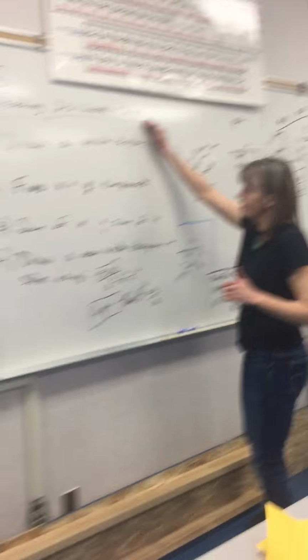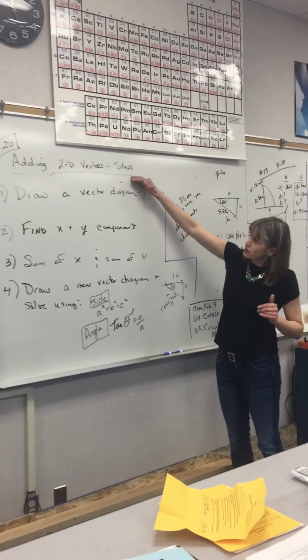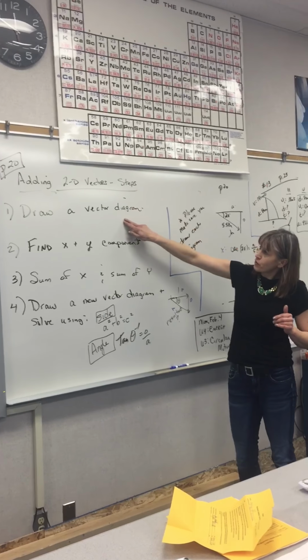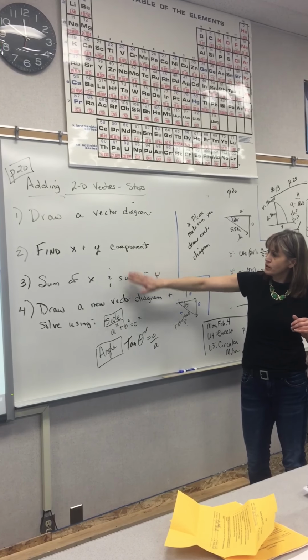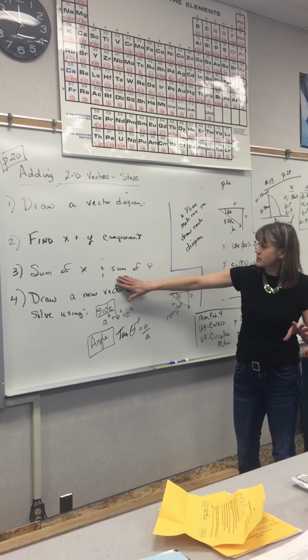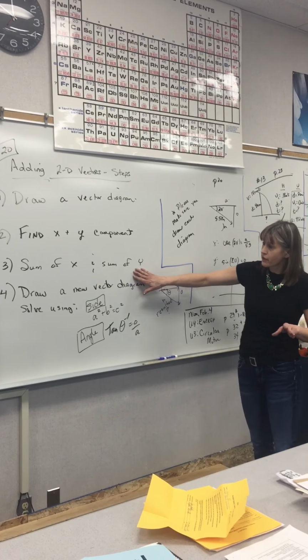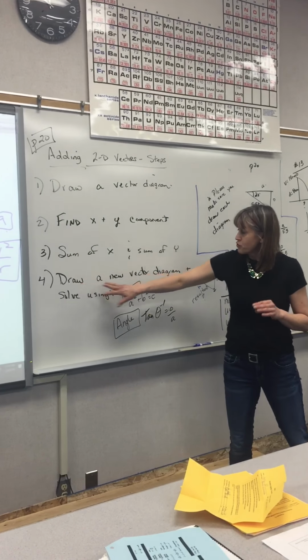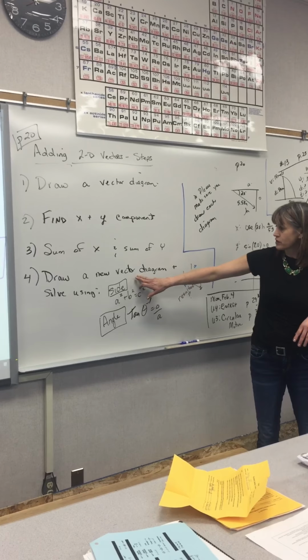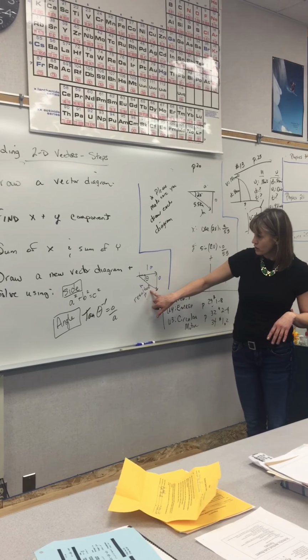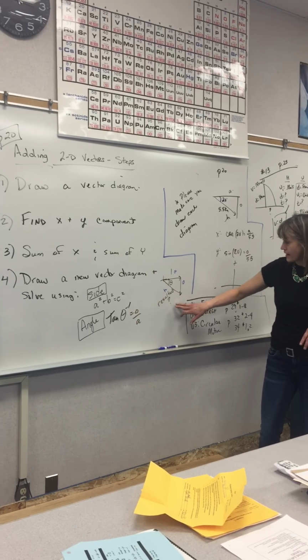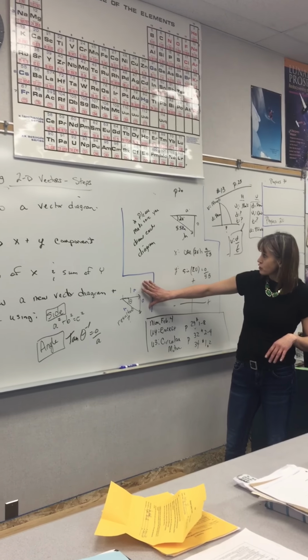So from Physics 20, I will send out a picture of this adding 2D vectors. Make sure you draw a very labeled vector diagram. You're going to find the x and y components. You need to add all of the x's together and all of the y components together. And step 4, you're going to draw and solve. Draw a new vector diagram and solve using Pythagorean theorem for the resultant, and the angle with inverse tan. So here's how the picture looks.